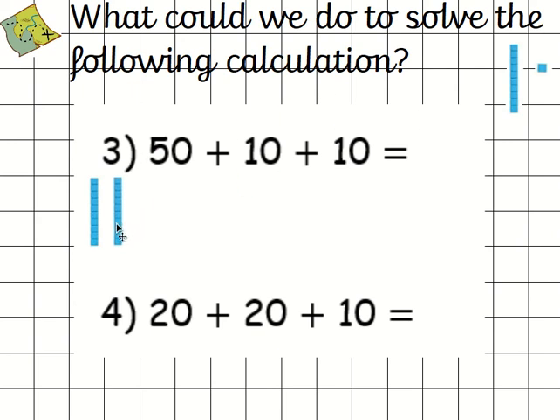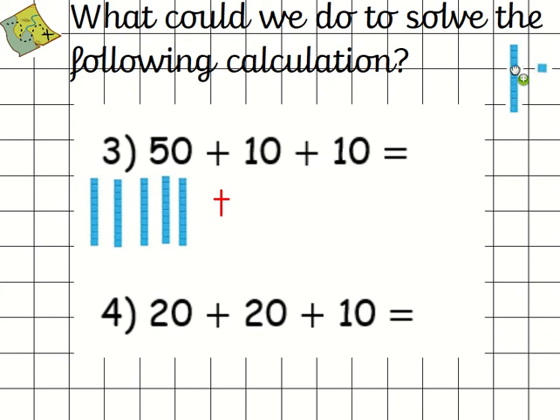So how many lots am I going to need? I'm going to need 5 because I need to make the number 50. So I've got 30, 40 and 50. Remember, I need to put my add sign in. And then carry on.